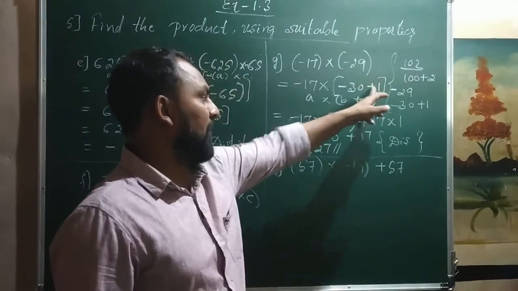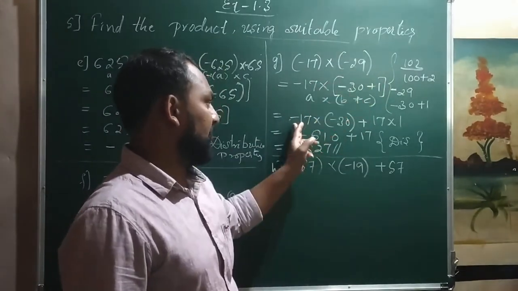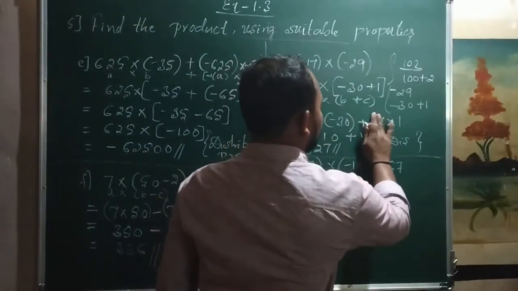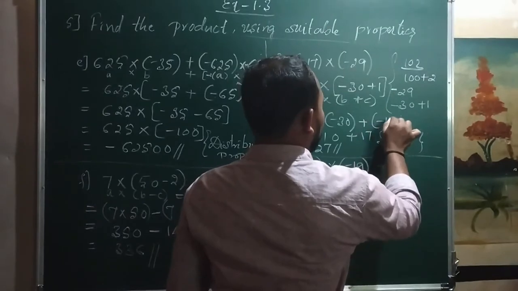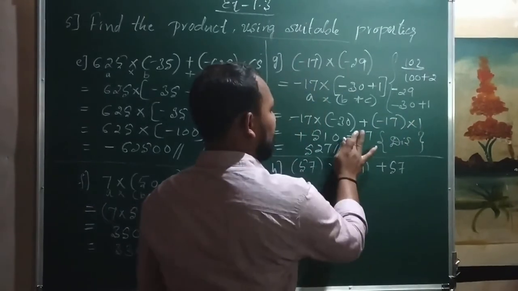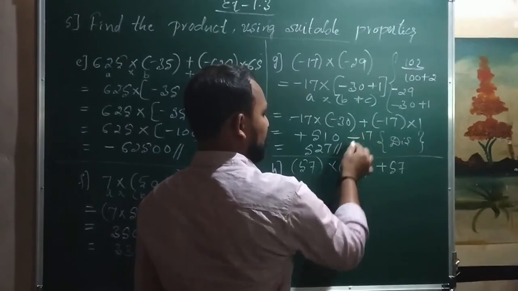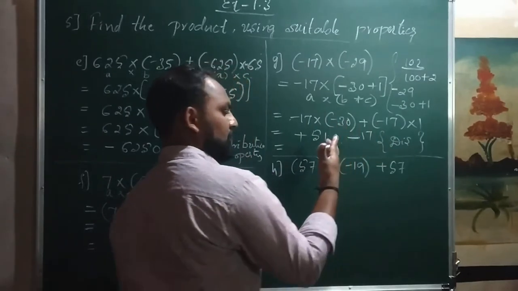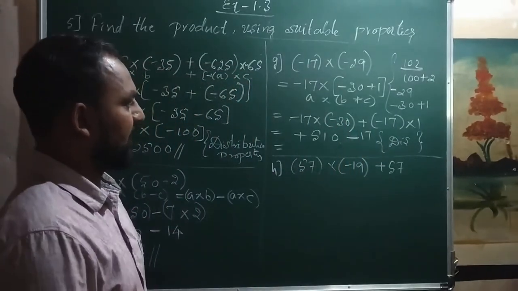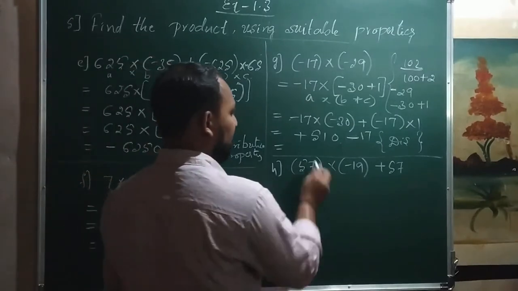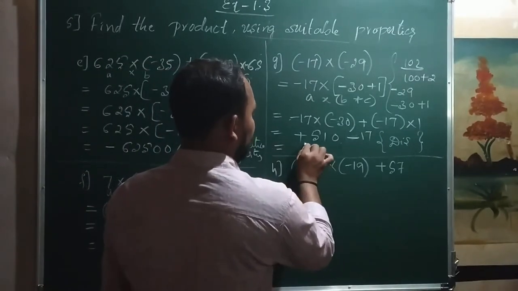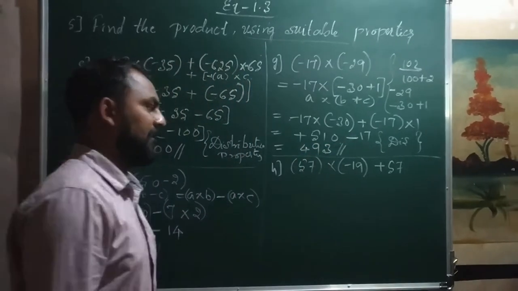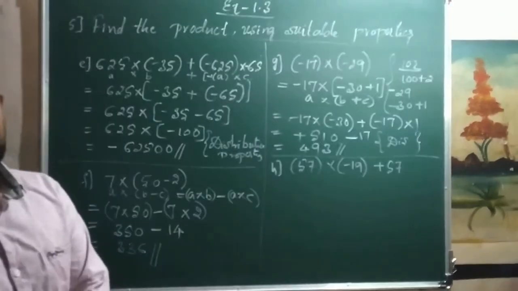Minus 30 plus 1. Here a into b plus a into c. Sorry. Minus 17, minus 17 into 1. Minus into minus is plus, plus into minus is minus. Plus 510 and minus 17 is 493. Okay, the answer is 493.